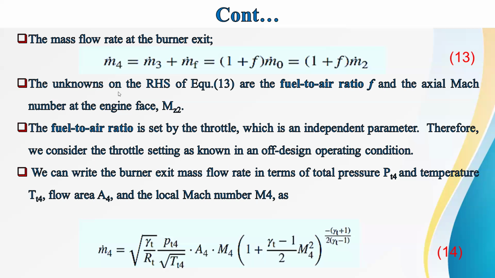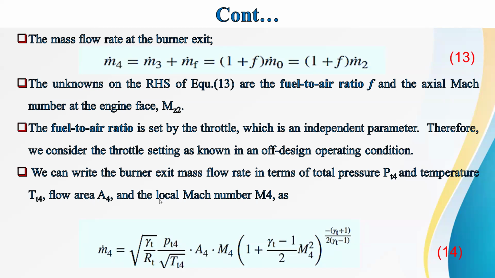So the unknown on the right hand side indicates the 1 plus f condition, where f is the fuel to air ratio. The actual Mach number MZ2 is not known, and the fuel to air ratio is set by throttle. So we have to set the fuel to air ratio by throttling the engine. Therefore, we consider the throttle setting as a known in an off-design operation.